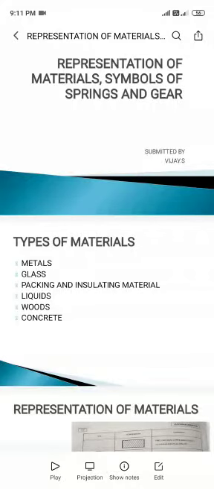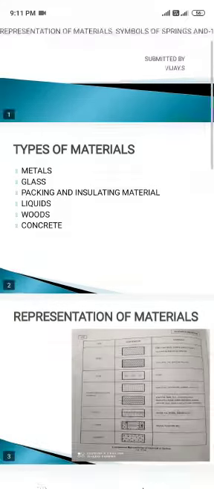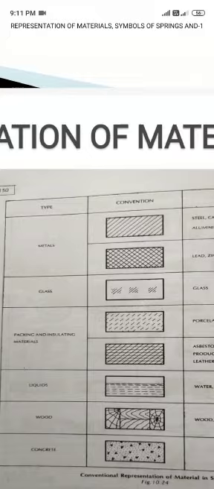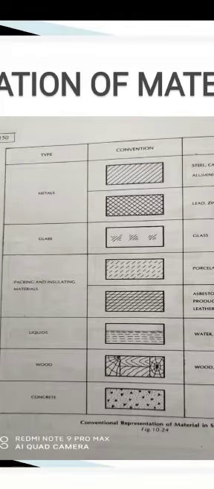In this session, we see the representation of materials and the symbols of springs and gears. First, the types of materials. There are 5 types of materials: metals, glass, packing and insulating materials, liquids, woods, and concrete. First, we see the metal symbols. There are 2 types: the ferrous metals and non-ferrous metals.